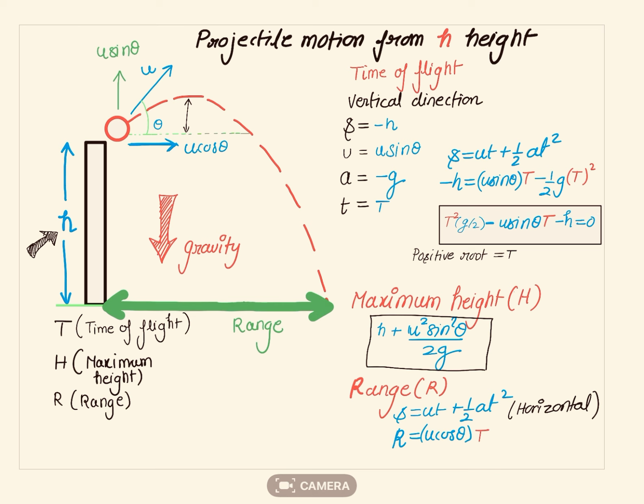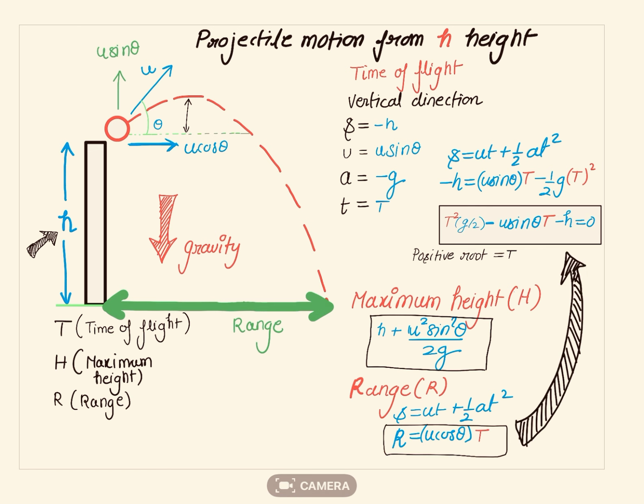So the final thing we get is R equals u cos theta multiplied by t, whatever t we find from this quadratic equation. And that's it for the theory of projectile motion.